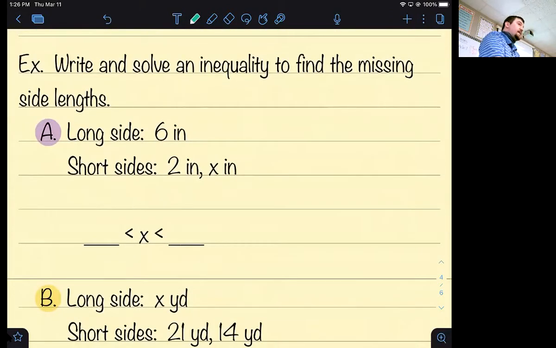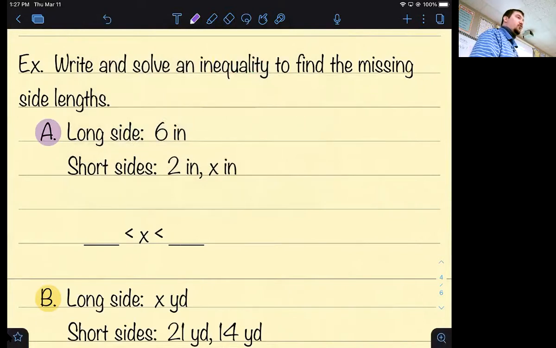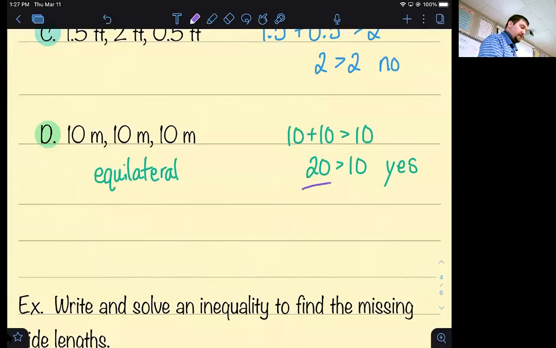Okay, this one really challenges you. This one's going to take the inequality theorem to the next level. In order to figure out what values X could be to make this a triangle, I'm going to show the same work that I did before, which is adding my 2 short sides together to see if it's greater than my long side. So the 2 short sides in this triangle are the 2-inch side and the X-inch side. And in order to make a triangle, that has to be greater than the longest side. So I can solve this, right? Before I was just simplifying 10 and 10 to make 20 to see if it was true.